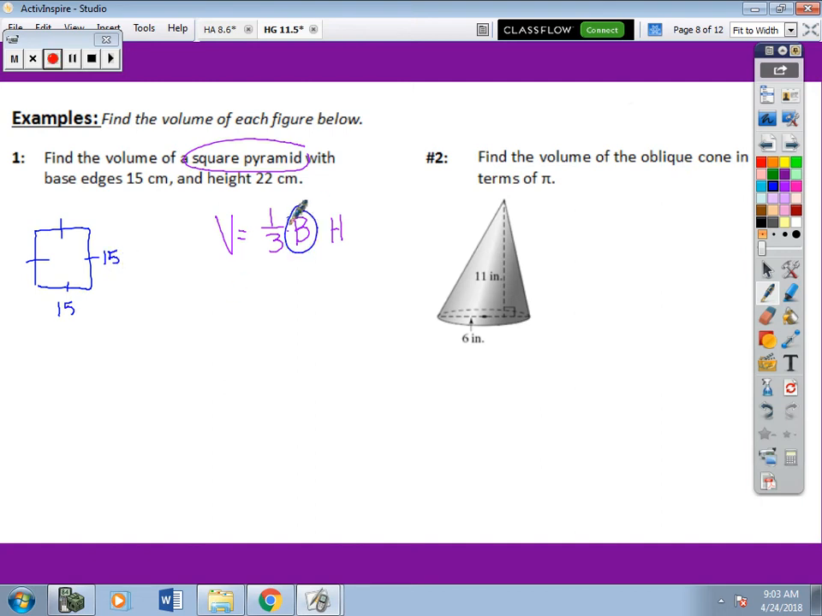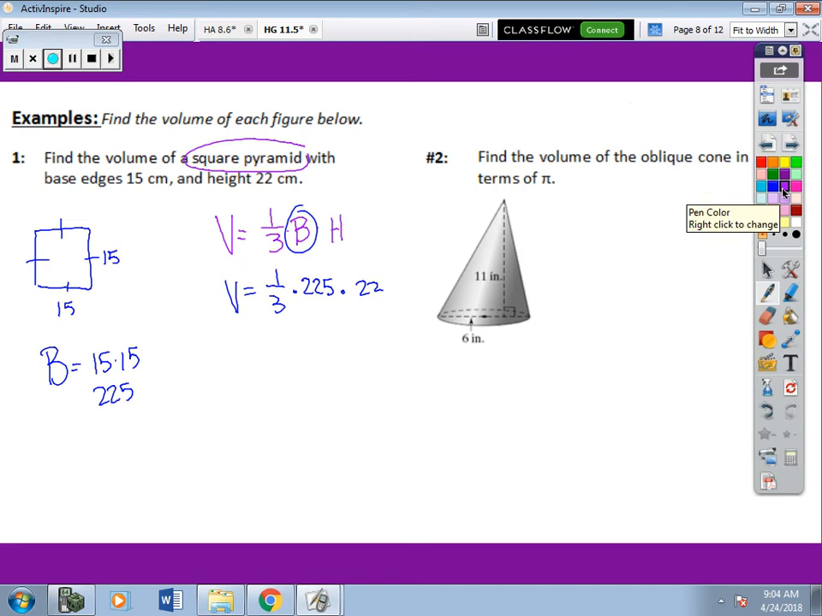So what would big B be? It's the area of the base, right? What? 60. No. We'll find the perimeter. 225. 15 times 15. Or 15 squared. Capital H, they actually gave us. The height of the pyramid is 22.